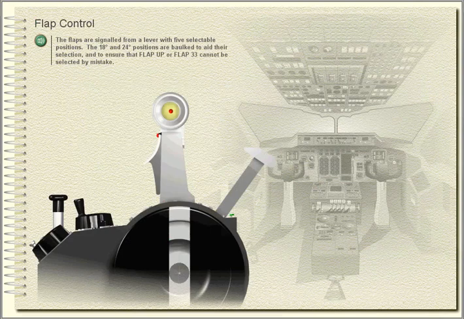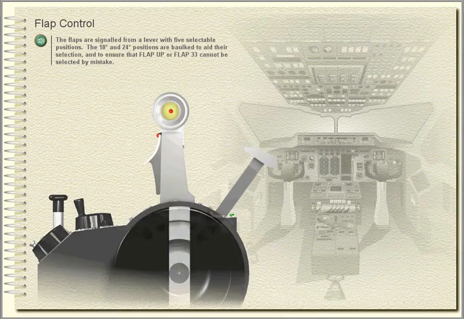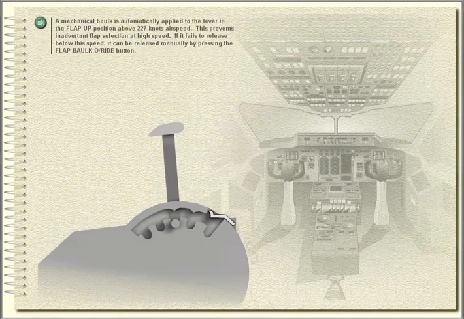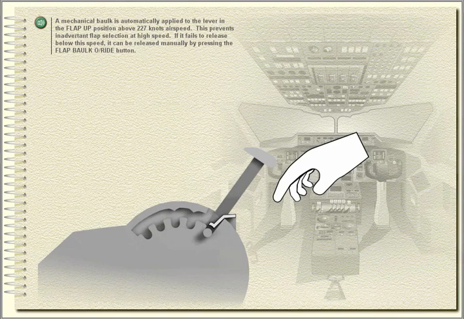Flap control. The flaps are signalled from a lever with 5 selectable positions. The 18 and 24 degree positions are balked to aid their selection and to ensure that flap up or flap 33 cannot be selected by mistake. A mechanical balk is automatically applied to the lever in the flap up position above 227 knots airspeed. This prevents inadvertent flap selection at high speed. If it fails to release below this speed, it can be released manually by pressing the flap balk override button.